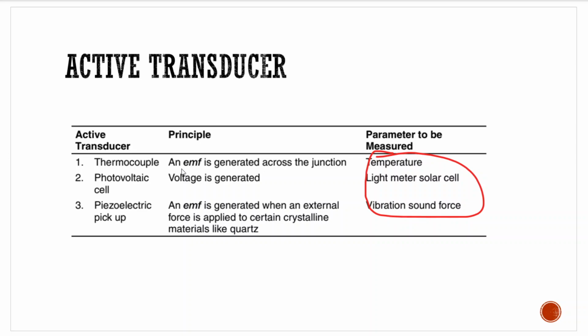Again using pressure you will be able to generate EMF. So these devices, active transducers, do not need any external EMF or electrical energy source. The effect itself, be it variation in temperature, light intensity, or pressure, will be able to generate EMF in that device. Fine. So accordingly, we'll be able to measure different quantities. These different types of devices we'll study as we move ahead.